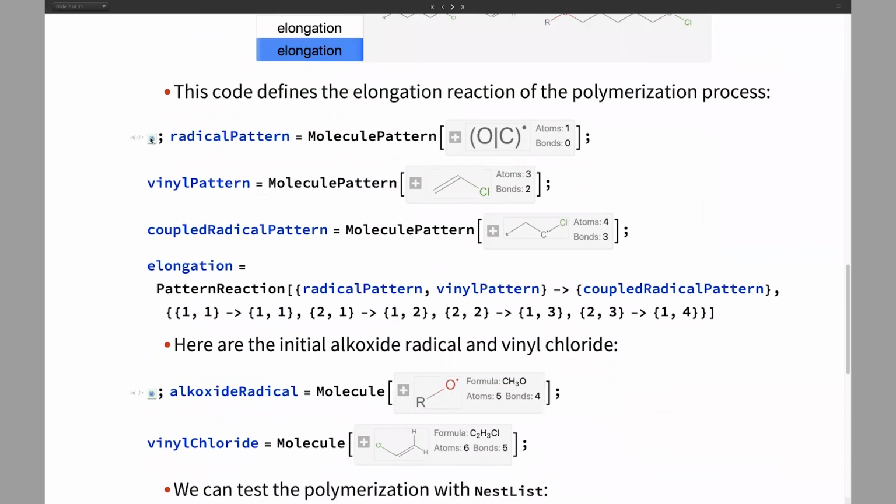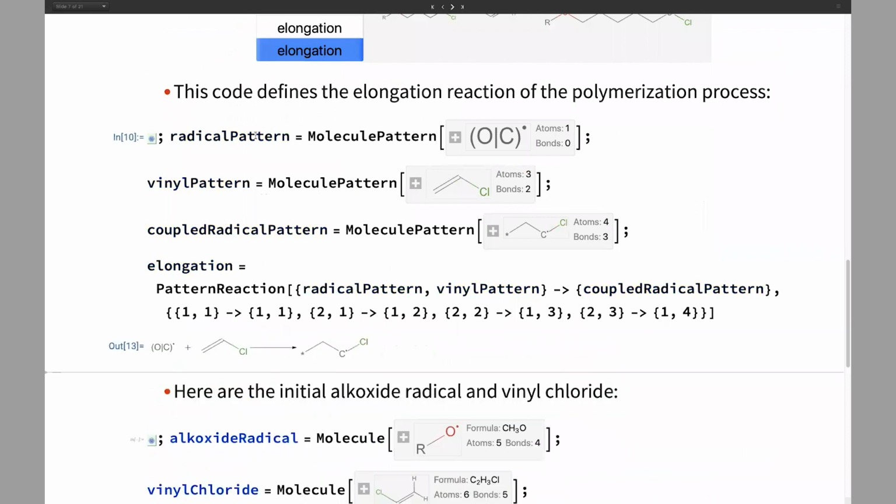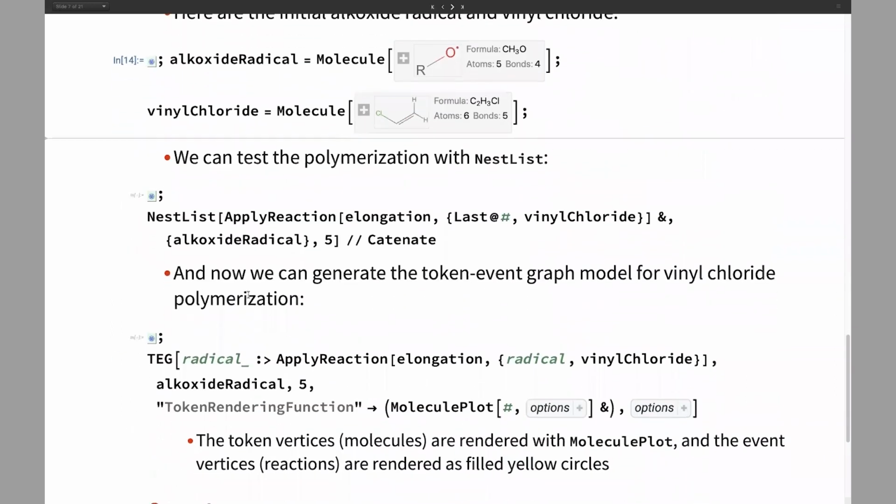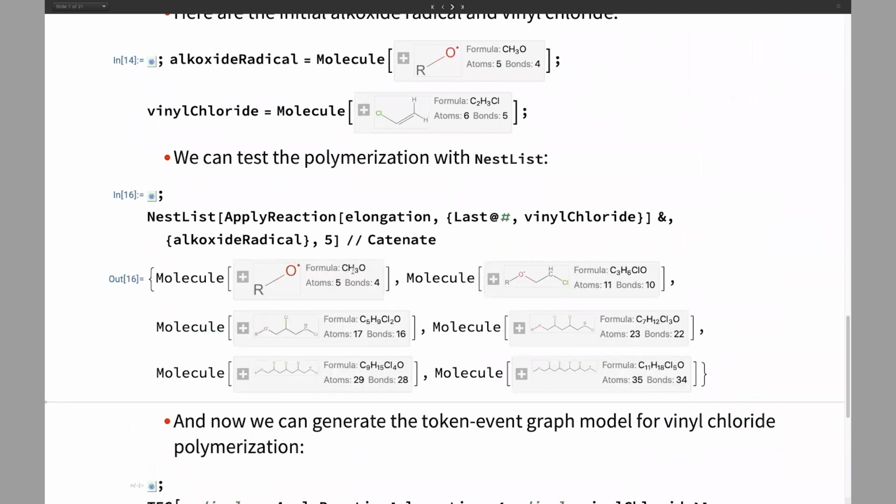So we define our patterns for the reaction and the reaction itself, the elongation, and then we can define some starting materials here. And we can just do this with NestList 5 times, and we start out with the oxygen radical here, and then we get to the first step, second, third, fourth, and fifth.